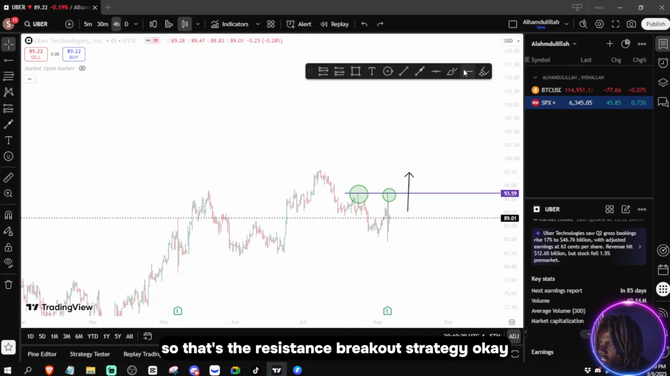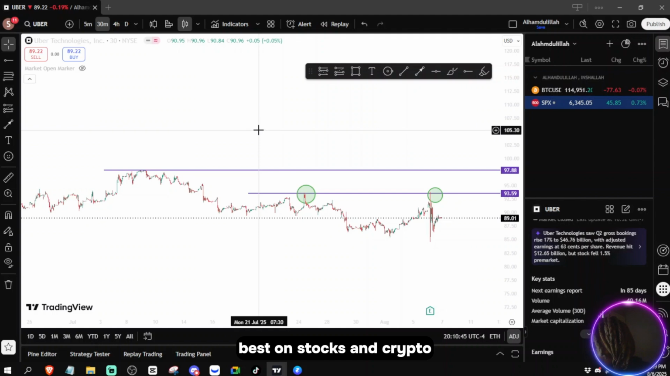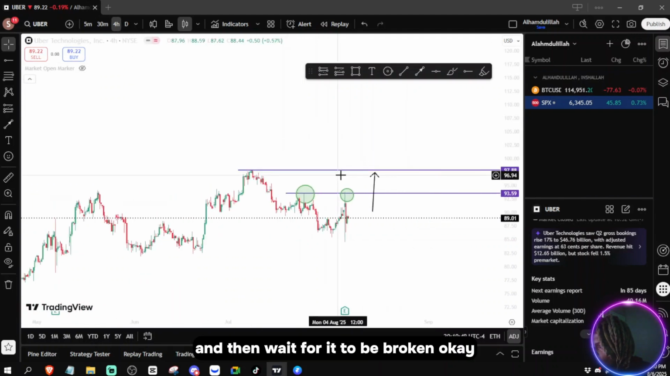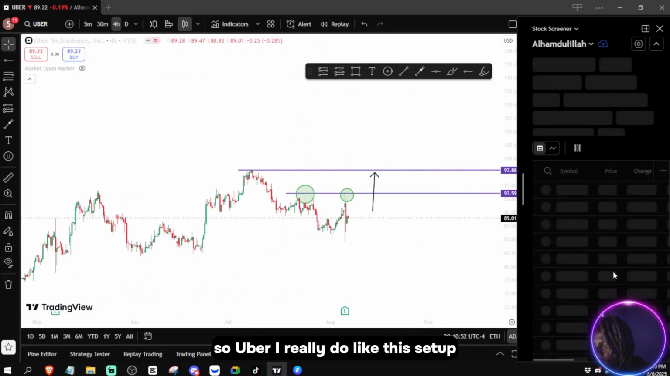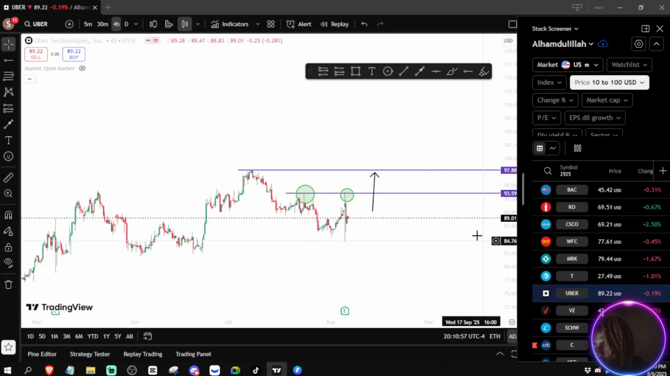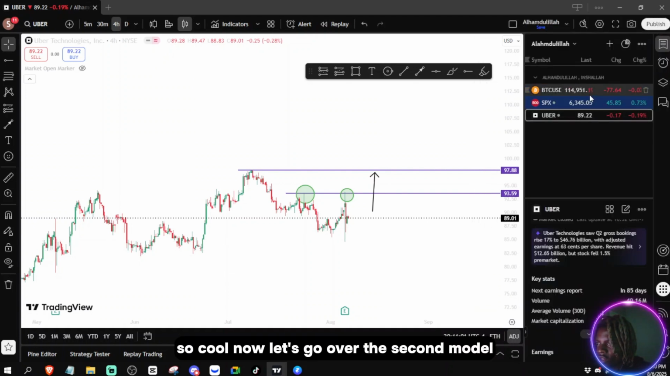So that's the resistance breakout strategy. Okay, that's the first model that you want to be playing. Best on stocks and crypto. Just wait for an area of resistance to be validated and then wait for it to be broken. Okay, so Uber, I really do like this setup. So what I'm going to go ahead and do is personally put this on my watch list. Okay, so cool. Now let's go over the second model.